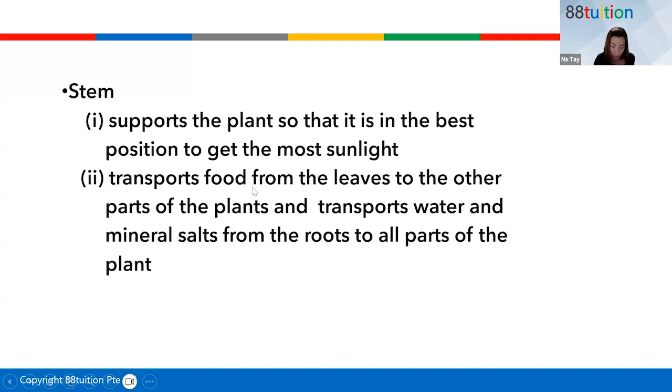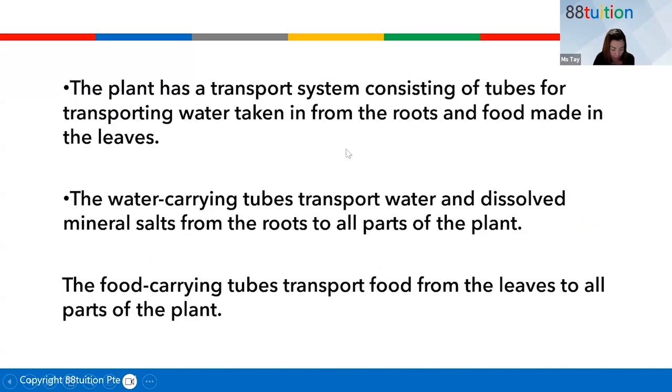Now, the stem transports food from the leaves to the other parts of the plant. It transports water and mineral salts from the roots to all parts of the plant. This is actually what you learn this year under transport system. Later on, you will see some notes there. It'll be like a repeat. So this is transport system in plants. Next. Right, so this is the part I'm talking about.